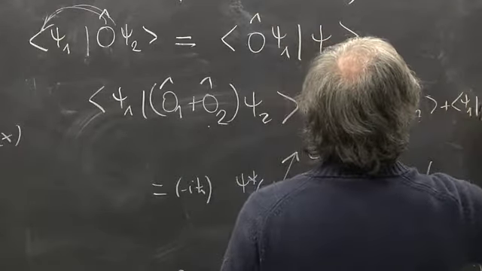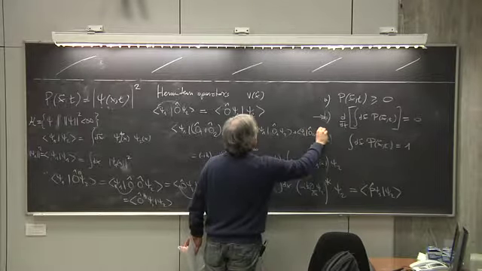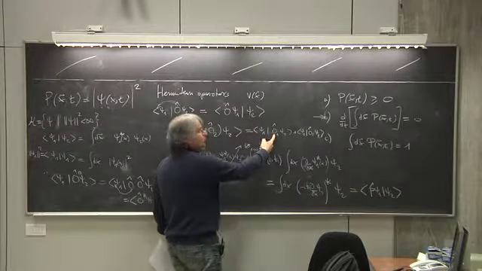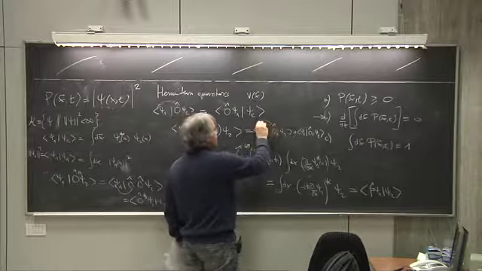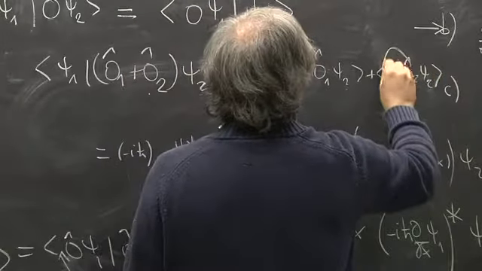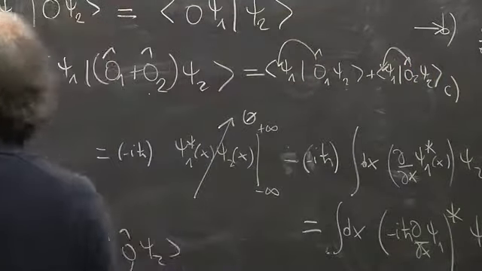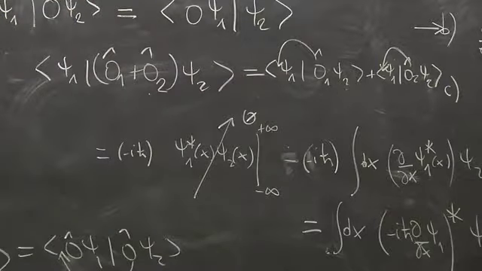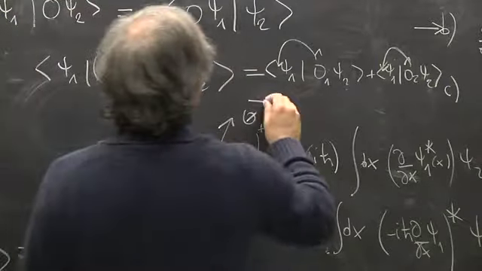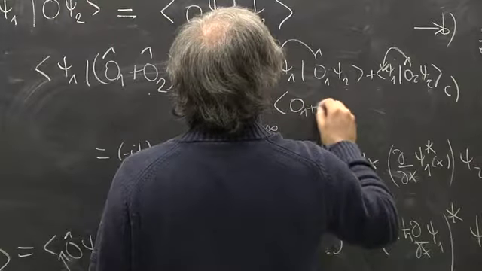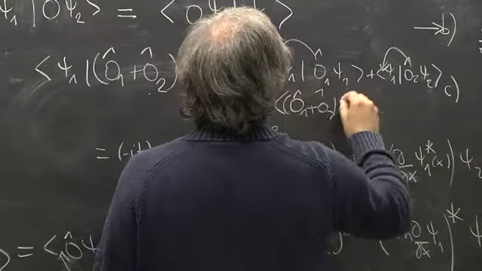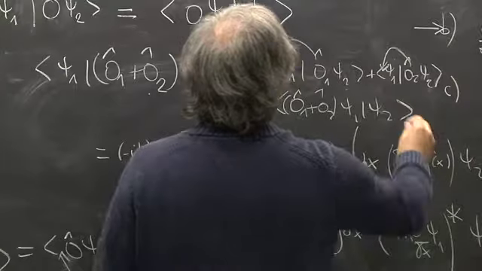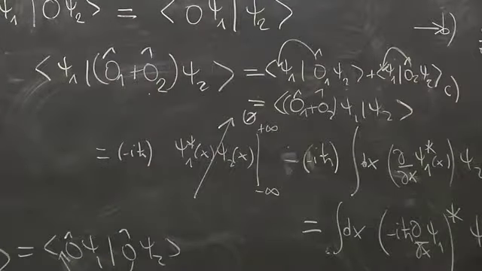Okay? But now each one of them is Hermitian, so I bring it here. And now I use linearity again, on the left this time, to recollect the two into a single object. Clear? Okay, so even the sum of two Hermitian operators is still Hermitian.